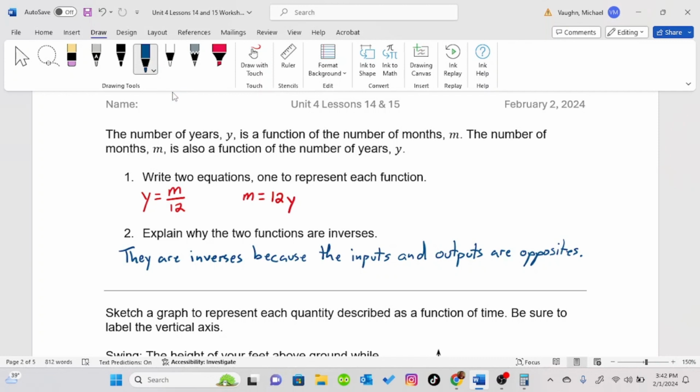This is what it means to be an inverse. If you think about it, if we take a graph and we turn it on its side and we change our x to become our y and our y to become our x, that's exactly what we're doing here with the inverses.